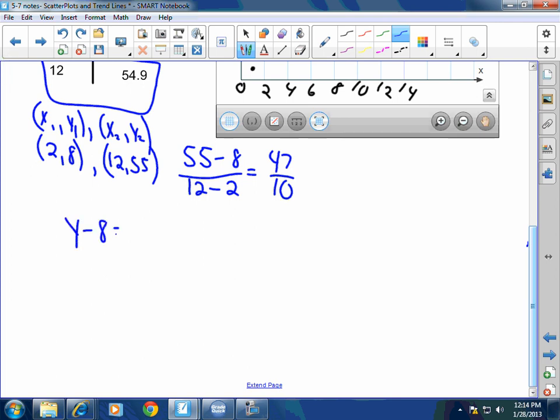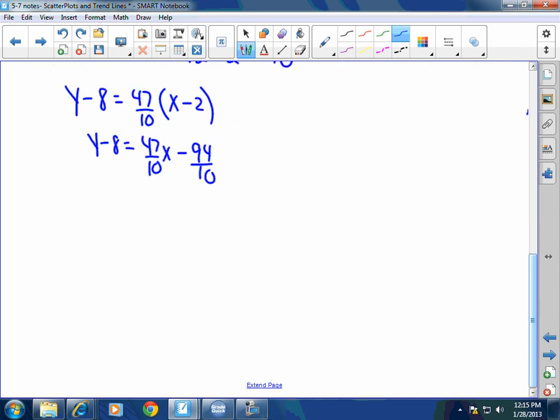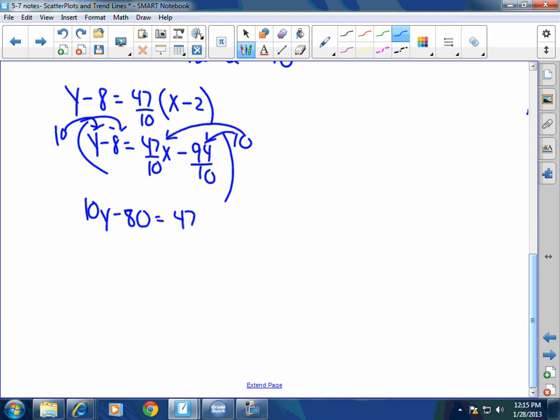Now, again, it's exactly what we've been training for. y minus y1 equals m times x minus x1. y minus 8 equals 47 tenths times x minus 2, which is 94 tenths. No one wants to work with fractions, so I would suggest multiplying 10 to both sides. Distribute that 10. 10y minus 80 equals 47x minus 94. Add the 80 to both sides.